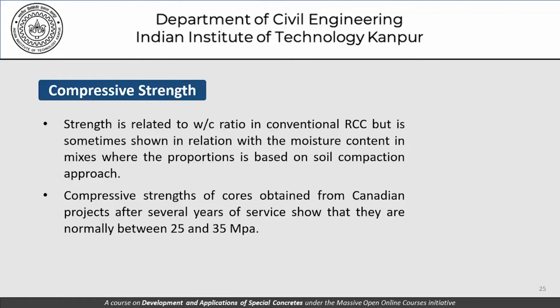Compressive strength obtained from Canadian projects after several years of service show that they are normally between 25 to 35 MPa. But of course, this 25 to 35 MPa is also related to what kind of water-cement ratio was used. Having said that, let me just mention to you that even though I use this term water-cement ratio, please remember that cement does not necessarily mean only cement products, does not only mean ordinary Portland cement. It could also include other cementitious materials.